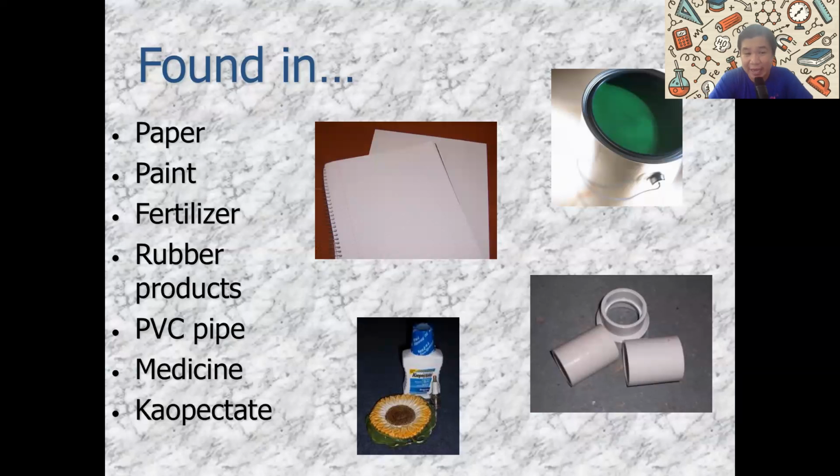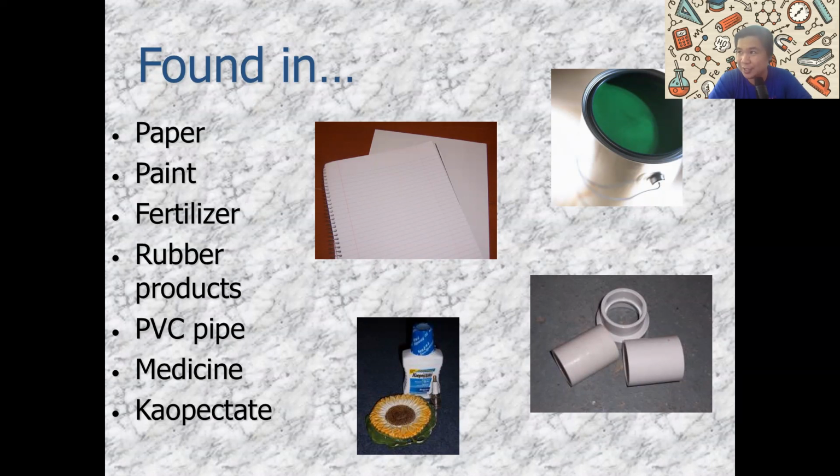It can also be found in paper, paint, fertilizer, rubber products, PVC pipe, medicines, and calpectate. Imagine that, class. Some rocks or minerals actually contain medicine that is good for the body. And even paper. There's a lot of minerals or rocks found in paper.